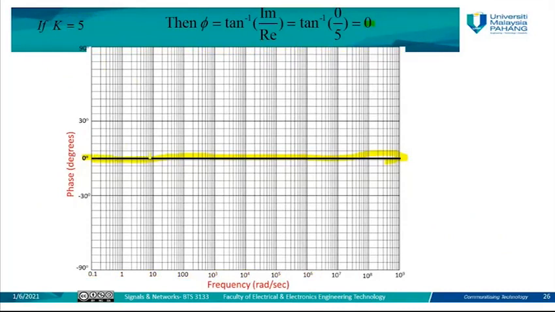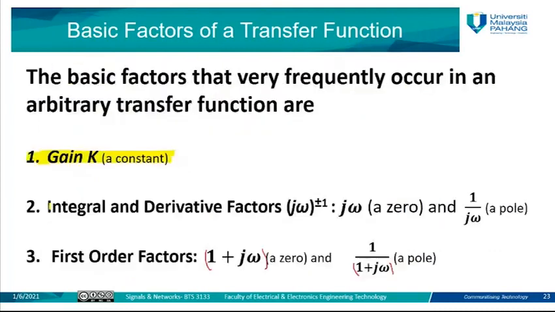The second factor, we said, is either integral or derivative. Integral means a 0 at origin. That means your transfer function will have a value of s in the numerator, like s plus 2, for example. The value of s here means we have a 0 at origin. If s is in the denominator, we call it a pole at origin. That one is derivative. This one is integral.